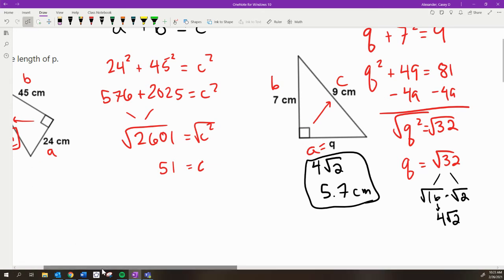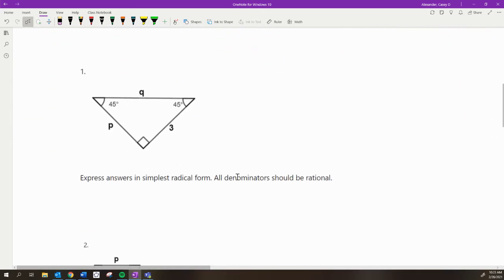And then the other page has 4 special right triangles, and we can do a couple of these really quickly. Again, in a 45-45-90, I know that 2 sides are going to be congruent. It's an isosceles triangle. And the third side is just equal to that length times the square root of 2. So I can really quickly determine that p equals 3 because it's equal to this one, and q equals 3 root 2.